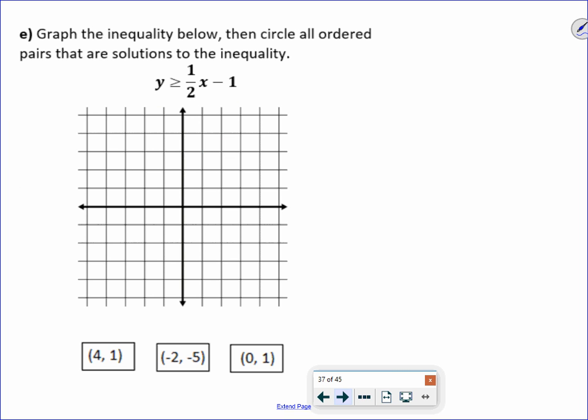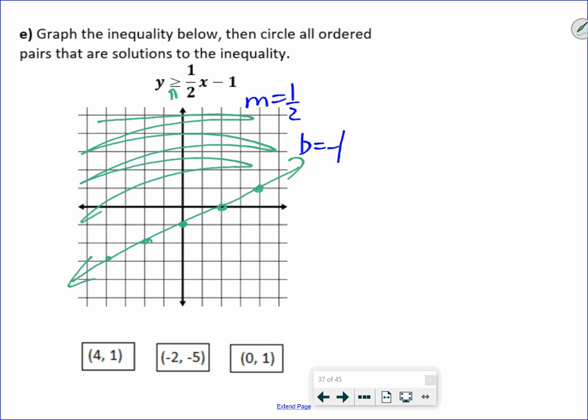Graph the inequality below and then circle all ordered pairs that are solutions to the inequality. So slope is 1/2, y-intercept is -1. It is a solid line because it is less than or equal to. And then I'm going to shade up. So anything in the shaded region or on the line is a solution because it is greater than or equal to. If it was a dotted line, stuff on the dotted line is not a solution.